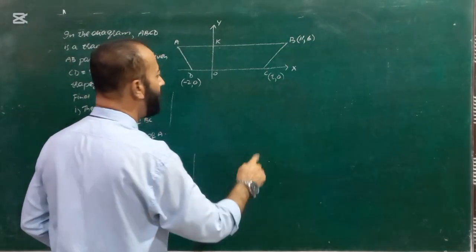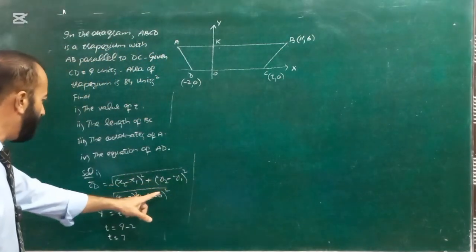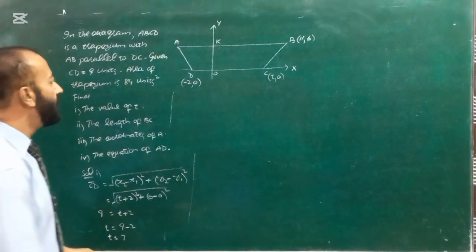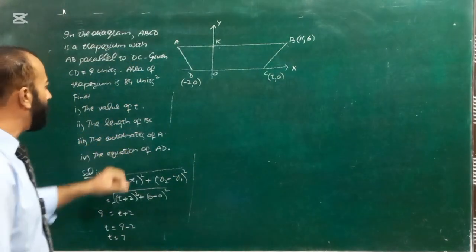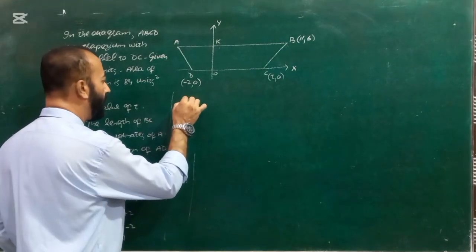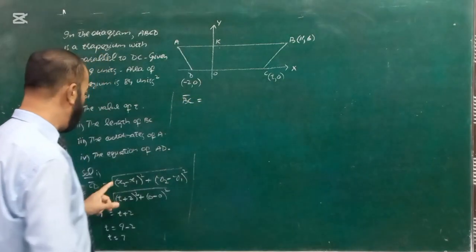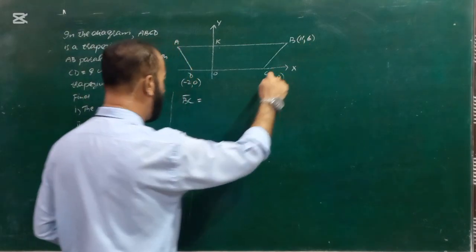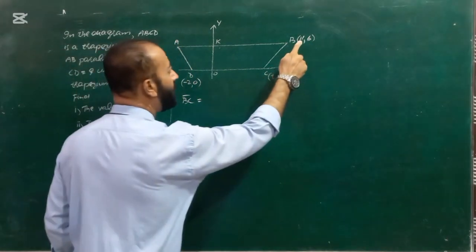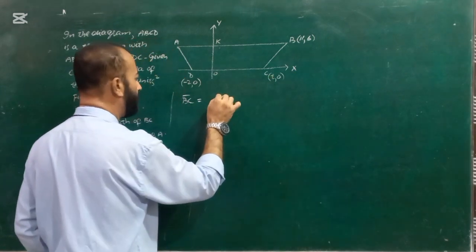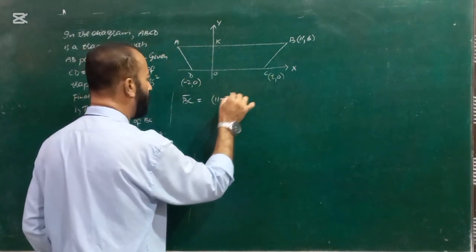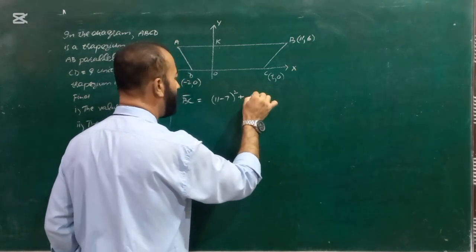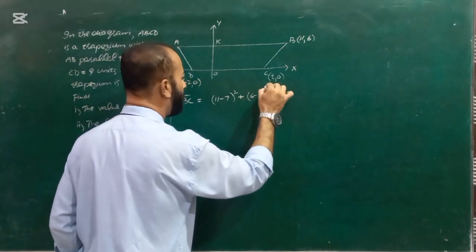So here is BC. So again this distance formula will be applied, but now t will be 7. So look now, second part is the length of BC. So BC, again distance formula will be applied. So call it x1 y1. This is x2 y2. So 11 minus 7, whole square plus y2 minus y1. So 6 minus 0, whole square.